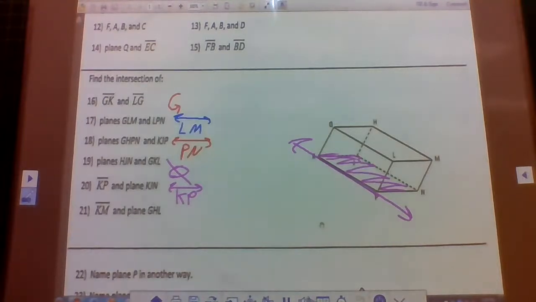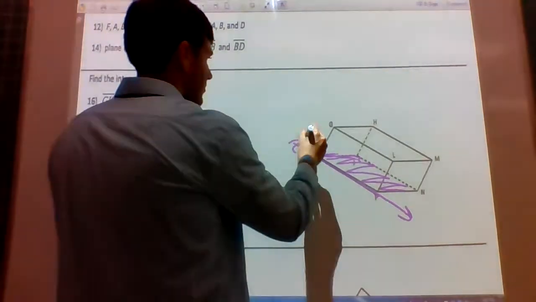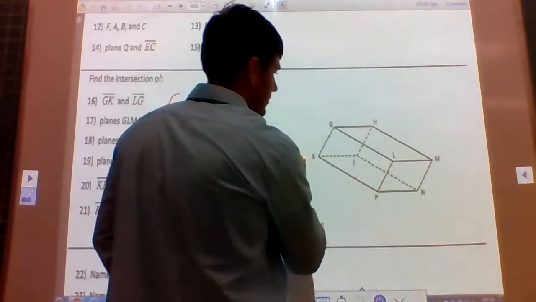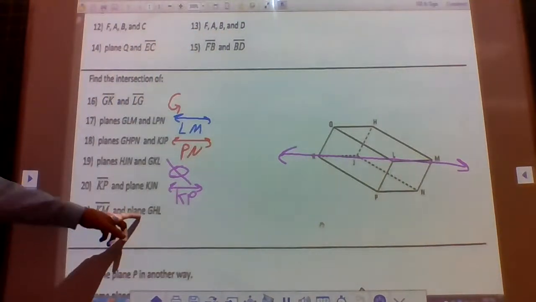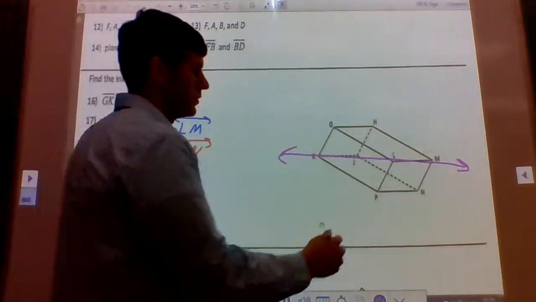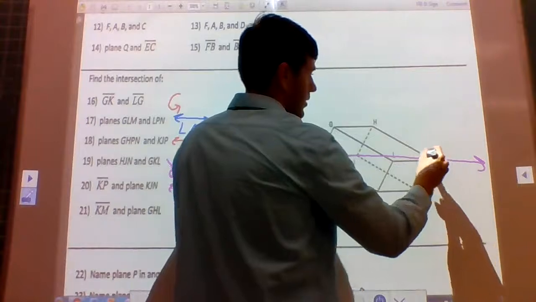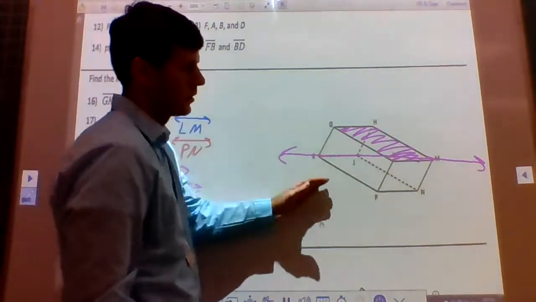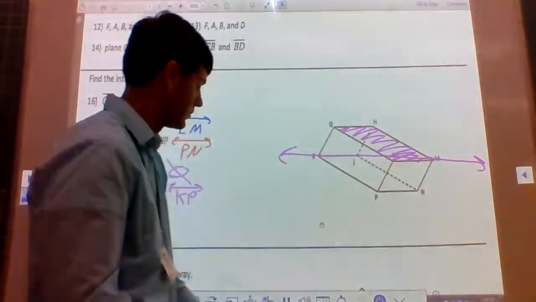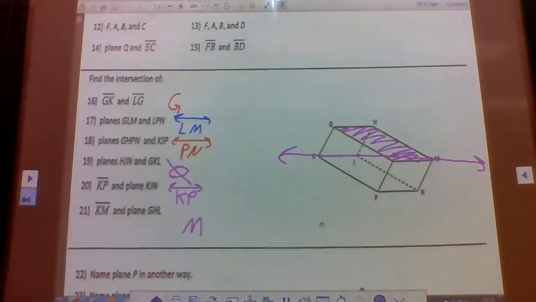Line KM. Okay, so here's line KM. I didn't draw that very well. And then GHL. Let me draw it better. So we're going up through the box diagonally through M. And then we have KJL, which is the top. So this is going to come up through the top plane at point M.